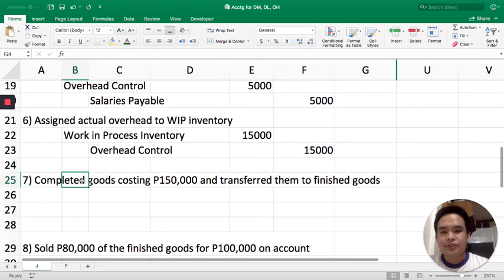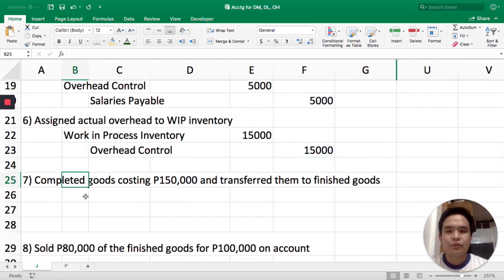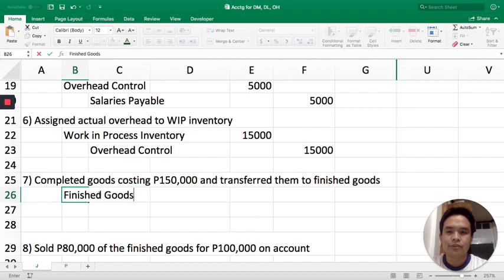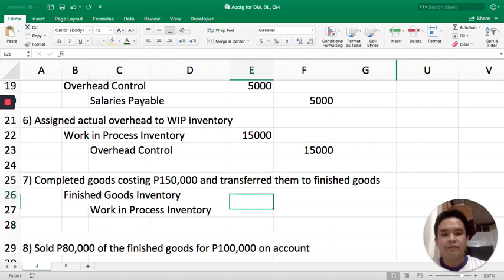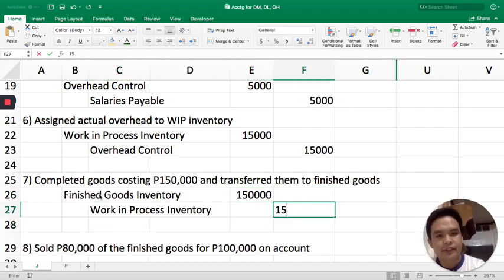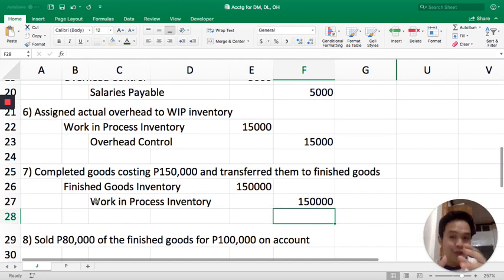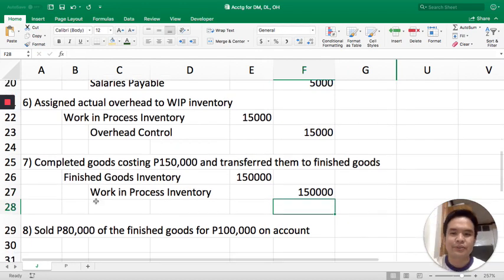Okay, completed goods costing 150 and transfer them to finished goods. So, tapos na daw. 150,000 worth of goods is finished. So, working with that particular number, debit finished goods inventory and credit work in process inventory. And that value is finished. Debit 150, credit 150. There. So, out from work in process to finished goods.